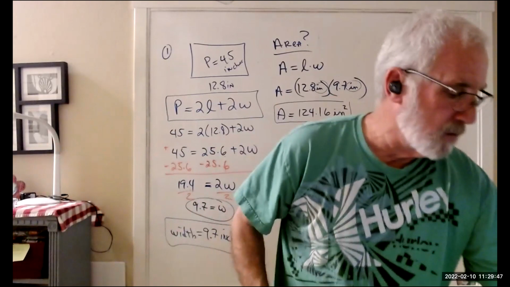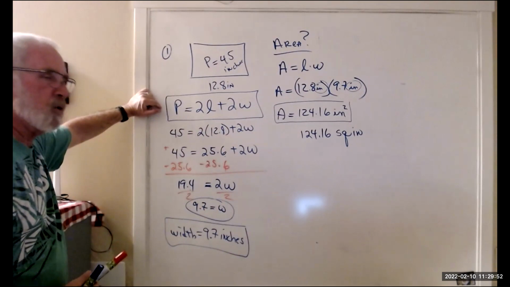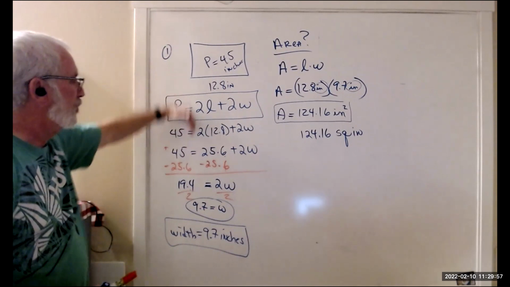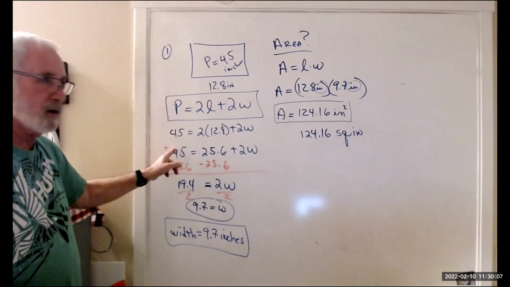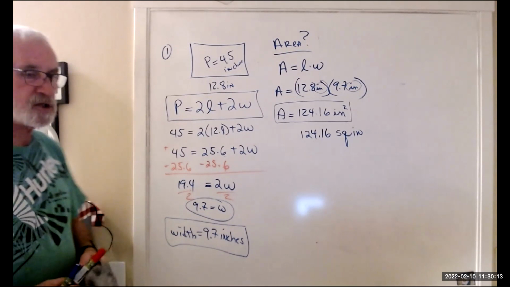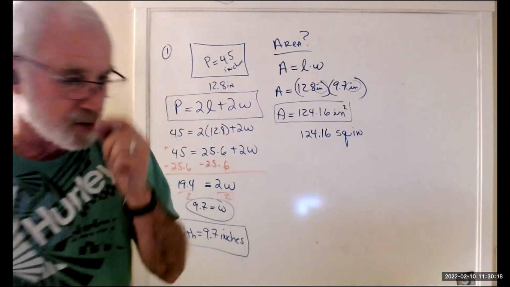You notice I almost always start with the formula because it guides me. It tells me what numbers to plug in and where to stick them. I can't put the 45 here for the W, I have to put it over here because the 45 represented perimeter. So you need that formula to help you. All right, I want to erase this and go on to the next problem. Any questions on that one before I erase the board?